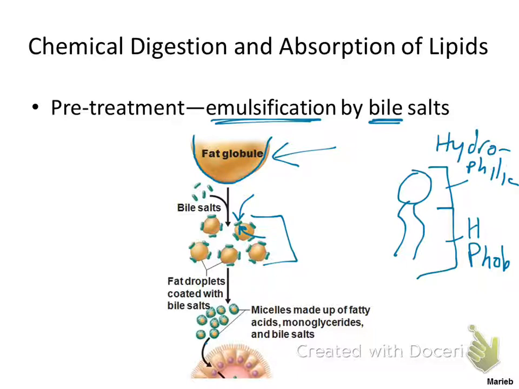And notice what that's doing. That's creating much more surface area for our enzymes to interact with at the edges now. We have less space in the middle that they can't get to, right? You guys with me? Okay, so emulsification is important. You should understand why it's happening here.